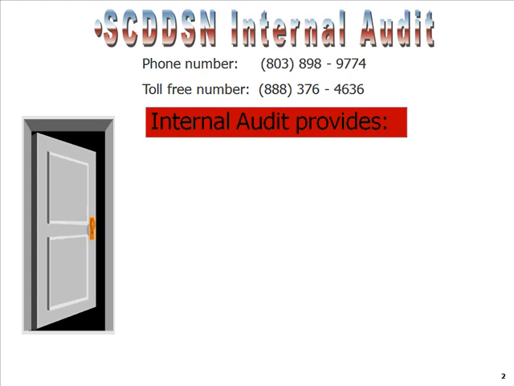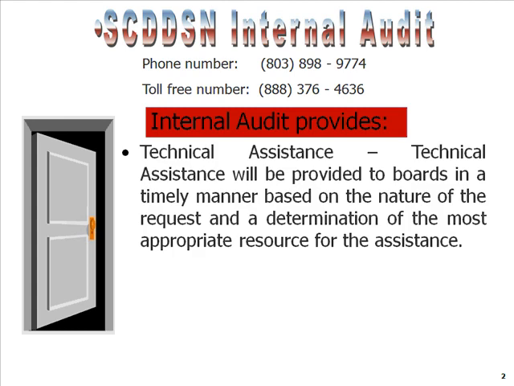An audit can consist of any number of issues, from consumer personal funds and property to service coordination and day programs. With an audit, the final report is issued to the executive director, the provider's board of directors, DDSN agency director, DDSN executive management, DDSN commission members, and is available to anyone who requests a copy under the Freedom of Information Act. Internal Audit also provides technical assistance and training.